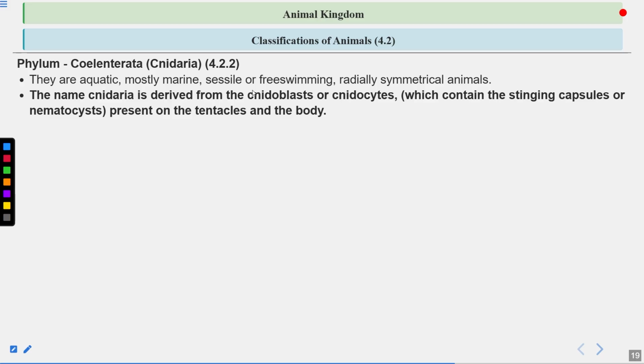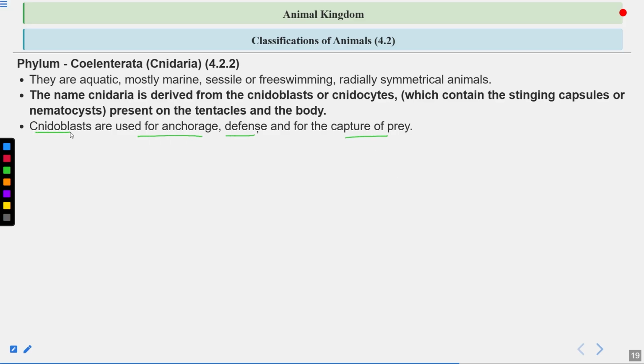The name Cnidaria is derived from the cnidoblasts or the cnidocytes. They have a typical type of cell which is very specific to this phylum, and this phylum got its name from this type of cell only, cnidoblast, Cnidaria. So they have a stinging capsule or nematocysts, and such cells are present on the tentacles and all over their body surface. Cnidoblasts are used for anchorage, defense, and the capture of prey.